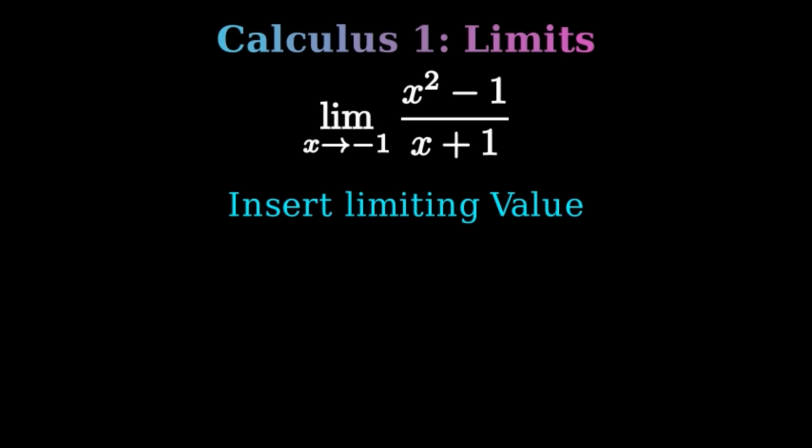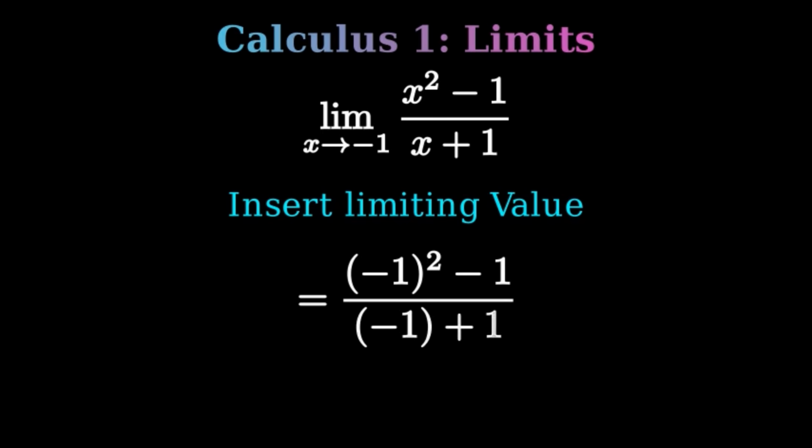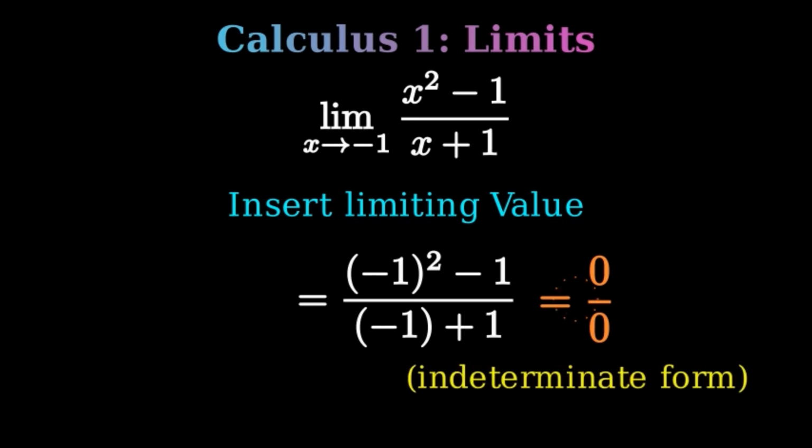Okay, so when you see limits, that's going to be the first thing you want to try to do: insert the limiting value. So we're going to insert the -1. We have -1 squared minus 1 at the top, and at the bottom, we have -1 plus 1. If we do our math right, that's 1 minus 1, which is 0 at the top, and -1 plus 1, which is 0 at the bottom, which would give us the indeterminate form.